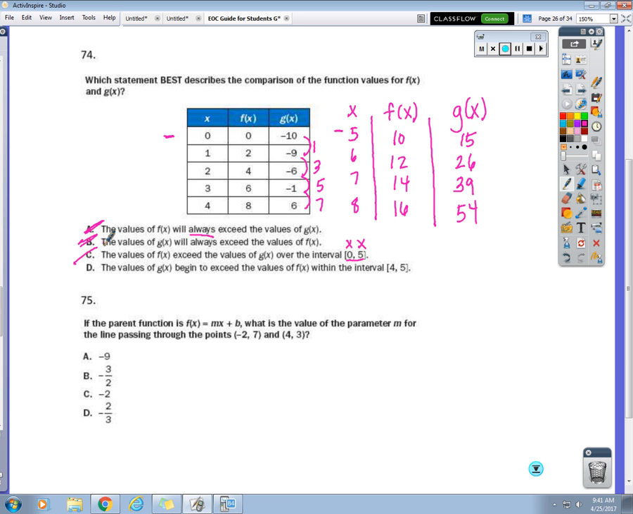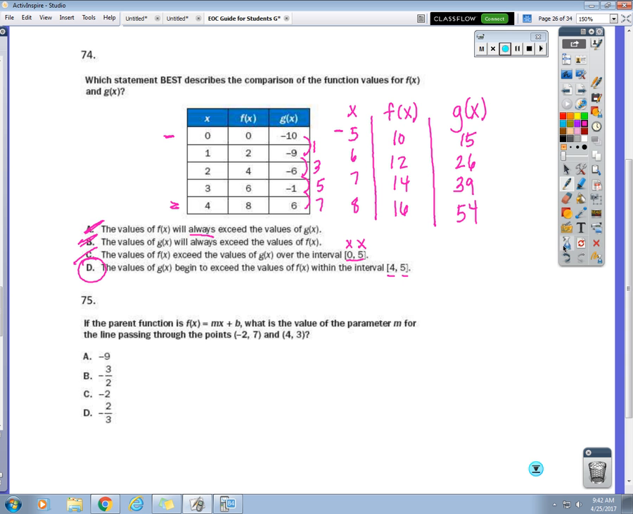So D, the values of g of x begin to exceed the values of f of x within the interval 4 to 5. Look, at 4, f of x was bigger. But at 5, g of x was bigger. Well, isn't that what that statement says? Between 4 and 5 is when g of x begins to get bigger than f of x. So that one's right. Does everybody understand? You can't just answer that problem in 30 seconds. You have to think through it.